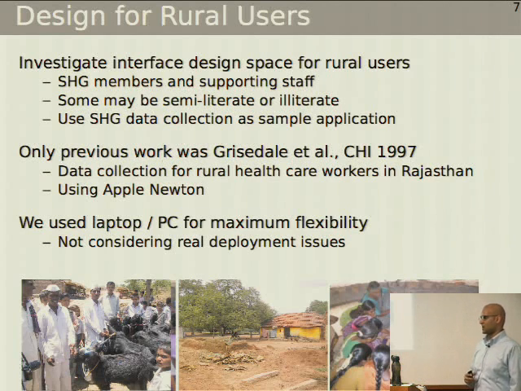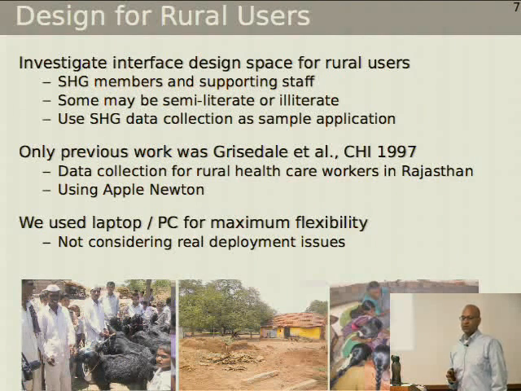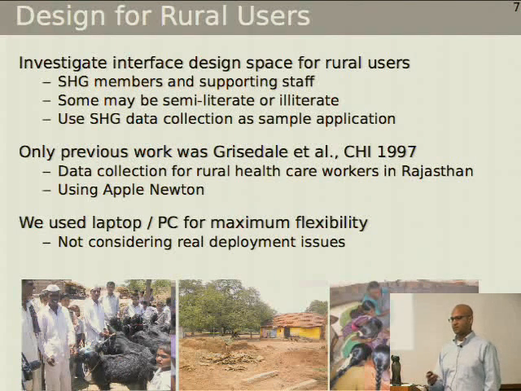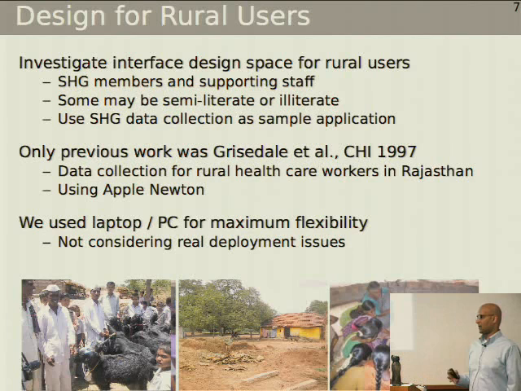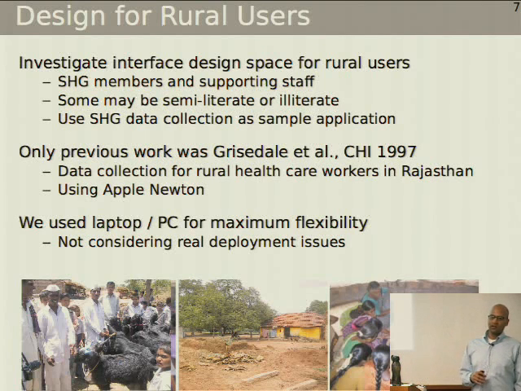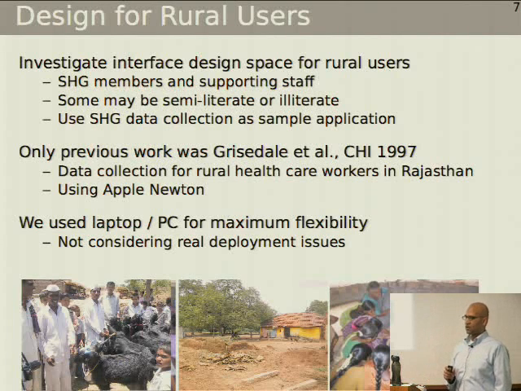There was only one previous project, done in 1997 by the Apple Research Labs, who were looking at essentially literate rural users as public health workers working in villages, and at what kinds of user interfaces would help them both collect data from their activities and disseminate information to patients. They were using a mobile device called the Apple Newton. In our case, we wanted to use a laptop because we wanted maximum flexibility in terms of the different kinds of interface variants that we could evaluate with users in this context. At this point, we weren't considering how a system could pragmatically be deployed. We were much more concerned with understanding the user interface features that would be accessible to different kinds of populations.